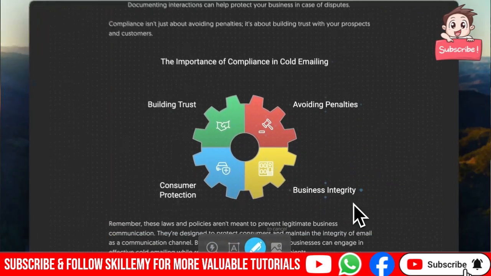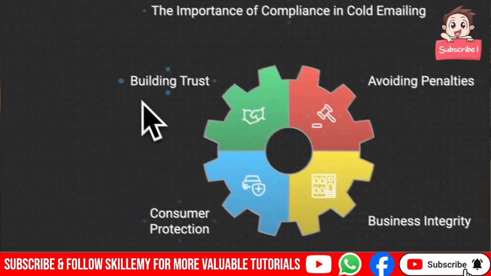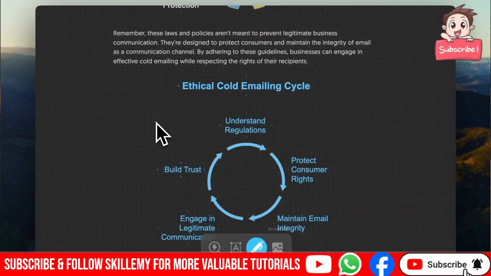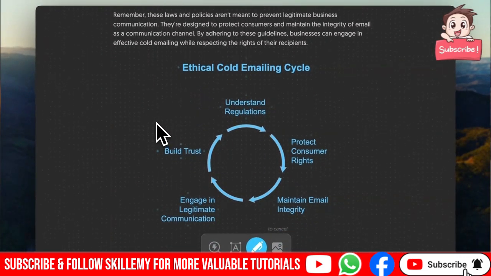Compliance isn't just about avoiding penalties. It's about building trust with your prospects and customers. Remember, these laws and policies aren't meant to prevent legitimate business communication. They're designed to protect consumers and maintain the integrity of email as a communication channel.